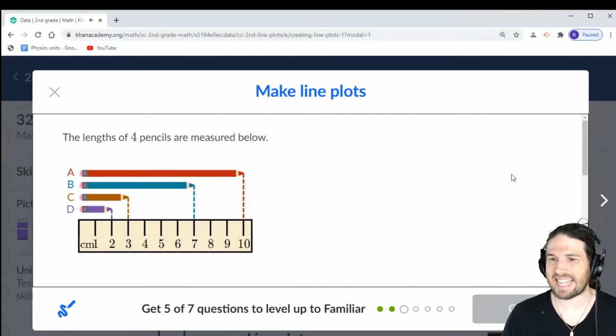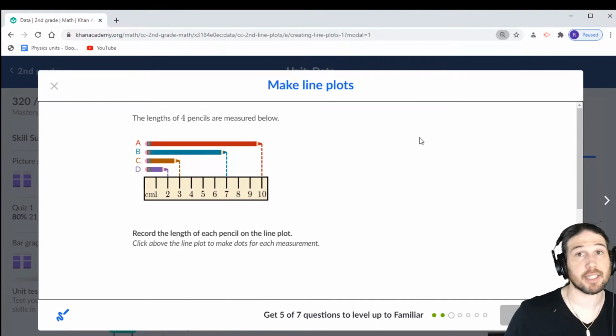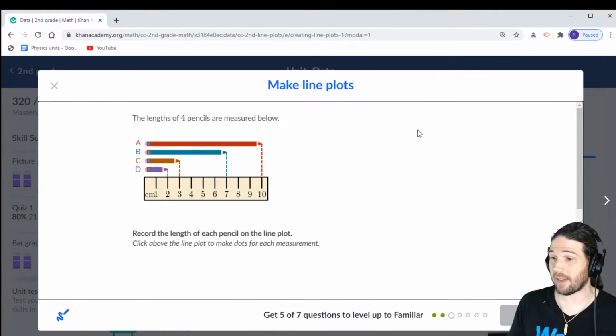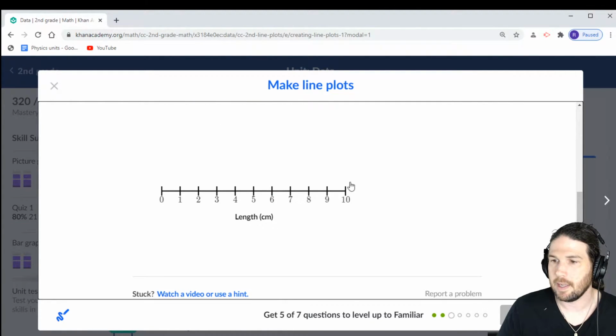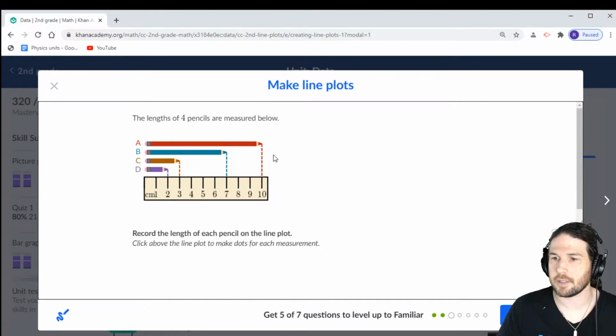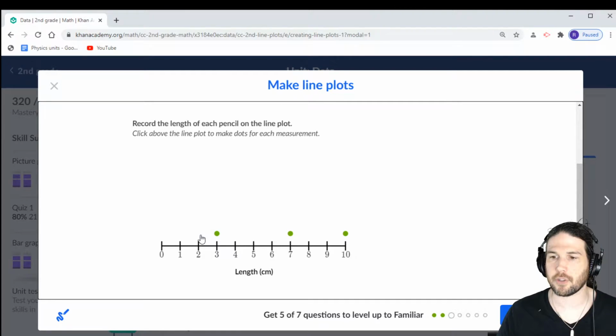This looks like the exact same one we did before. That happens in Khan Academy sometimes. When you have 7 questions, you might end up getting the same one 2 or 3 times because of random chance. We've got one that's 10 centimeters. We've got one that's 7 centimeters. We've got one that's 3 and one that's 2.